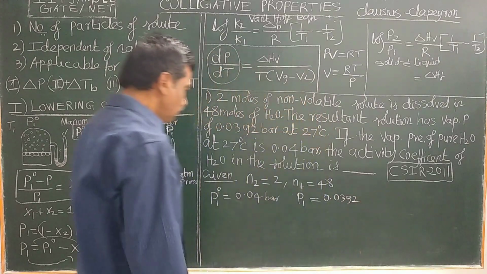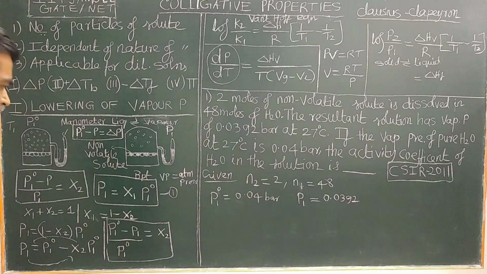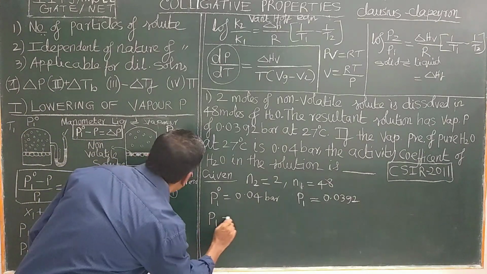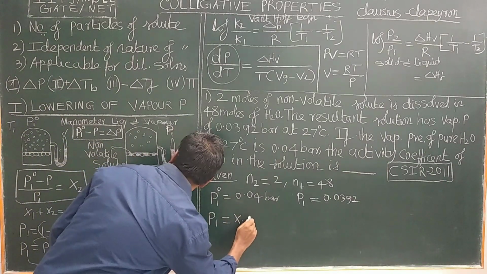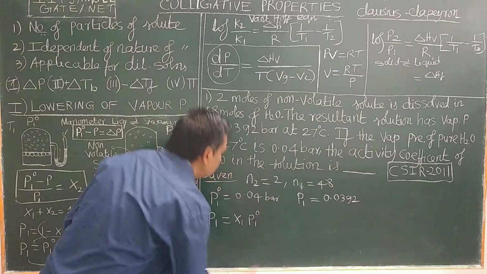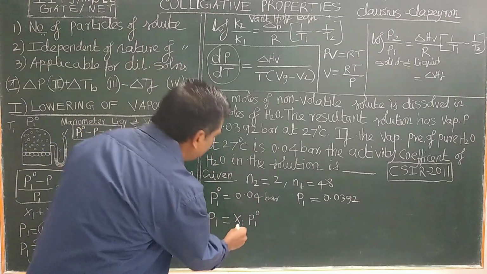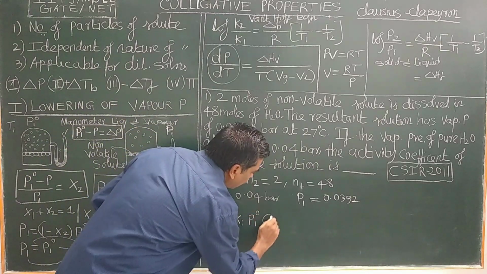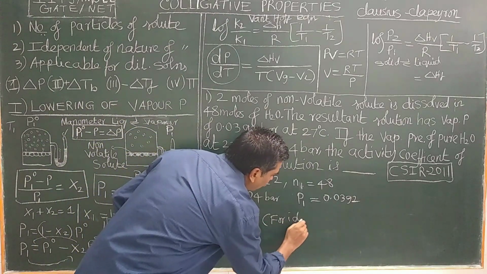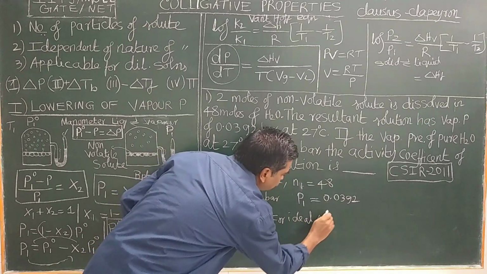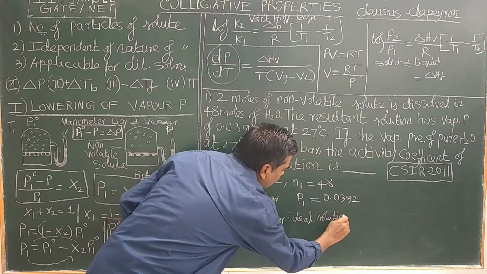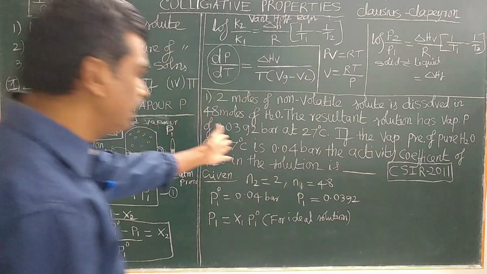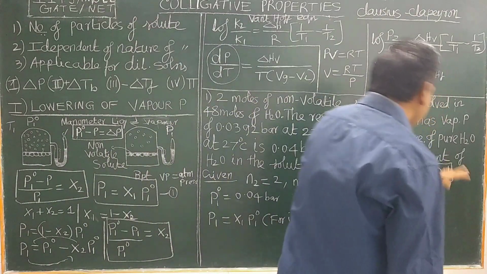Now, what is it according to Raoult's law? Let us use Raoult's law itself: P1 equals x1 times P1 naught. Okay, so this is activity. Actually, this is for an ideal solution. Okay, this is not ideal. This is not ideal because they have asked for the activity coefficient.